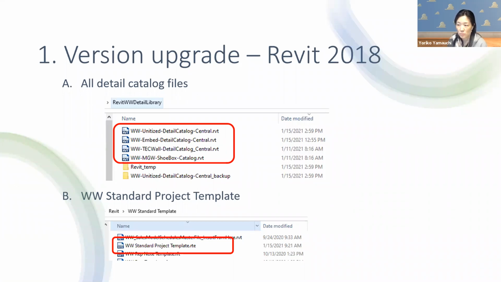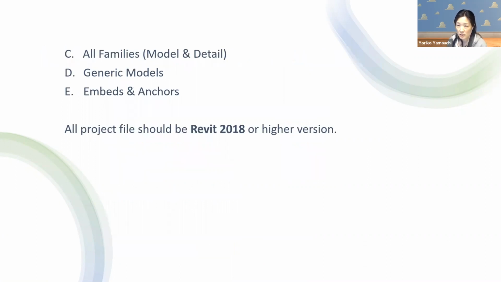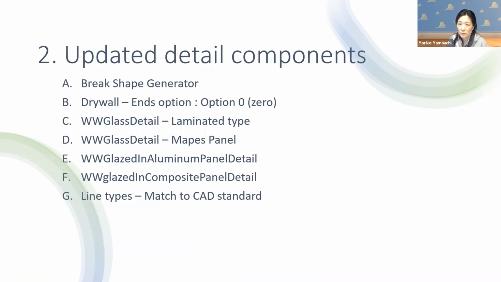And also the standard project template is updated to 2018. As I said, all family models and detail components are 2018. Generic model as well, and the anchors, fasteners, everything's 2018. So that's the biggest change. And the next one, we do have a few detail component updates, so that's what I'm going to go over.